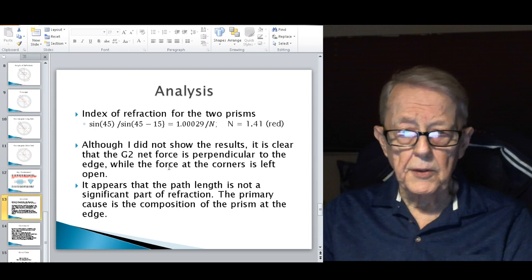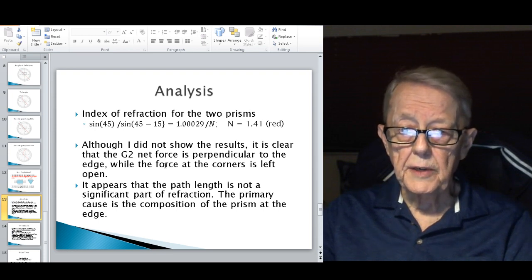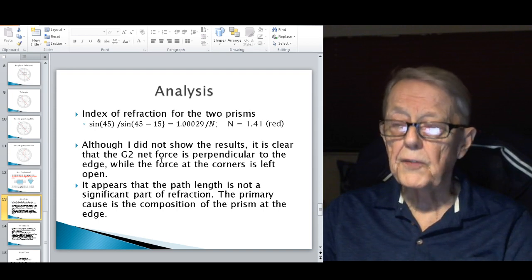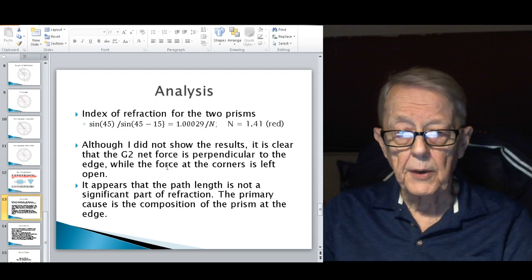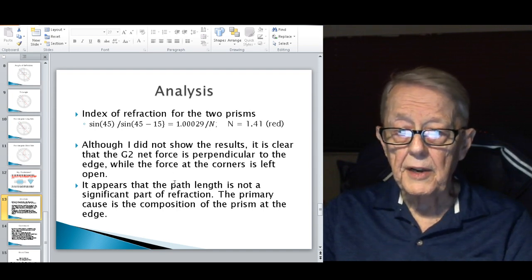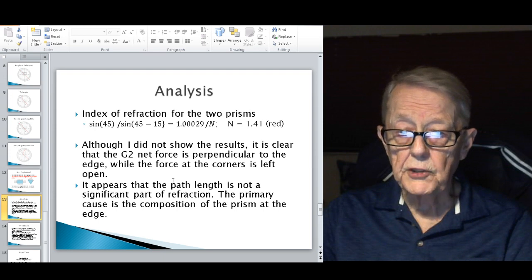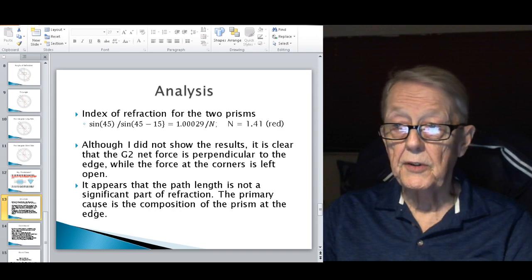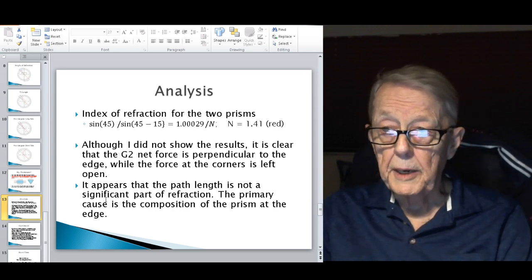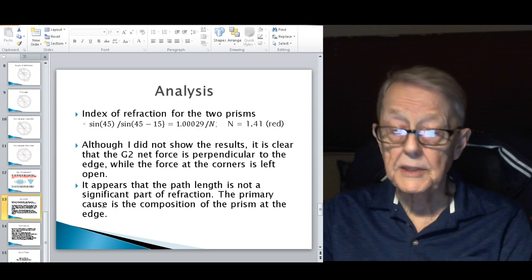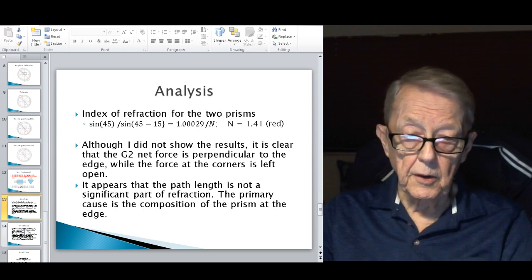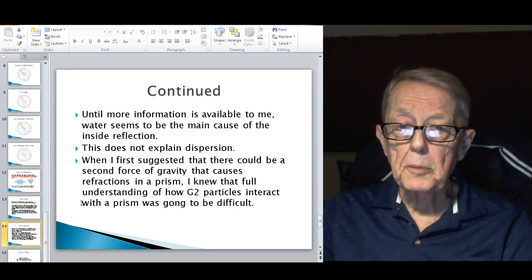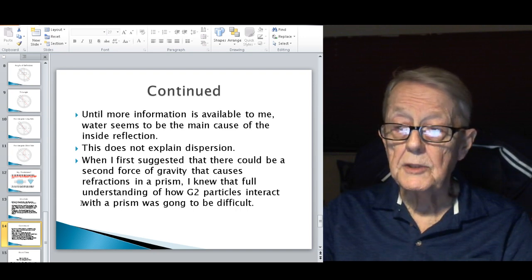And of course, I've already said, although I did not show the results, it's clear that the G2 net force is perpendicular to the edge, while the force at the corners, it's difficult to do any testing at the corner, so I leave that open. And it appears that the path length is not a significant part of the refraction. The primary cause is the composition of the prism at the edge, and as you've seen earlier, this gentleman who published a paper indicates sometimes these edges are quite messy. Okay, until more information is available to me, water seems to be the main cause of the inside reflection.